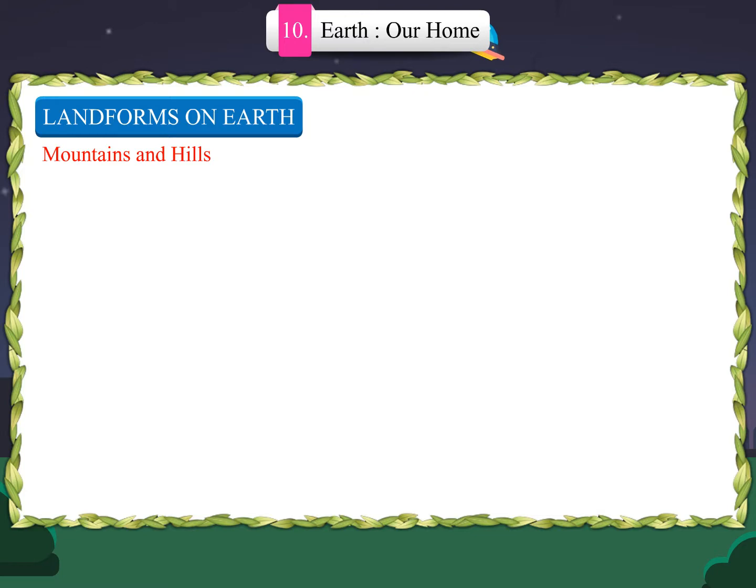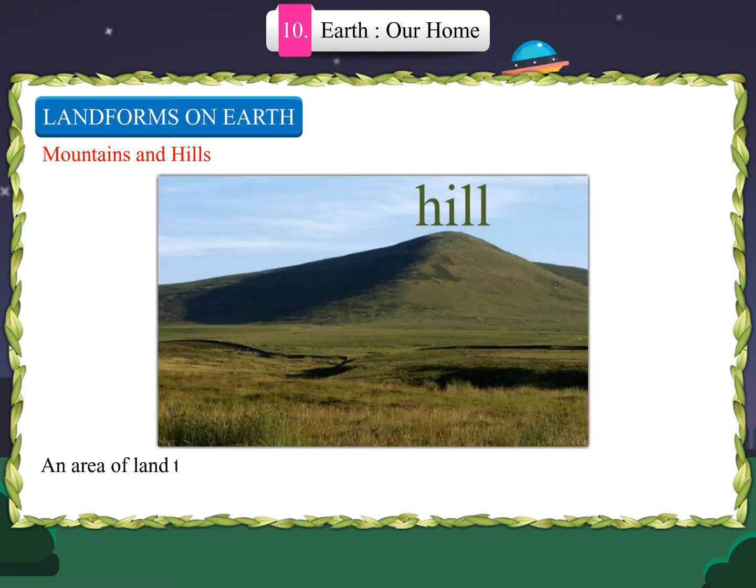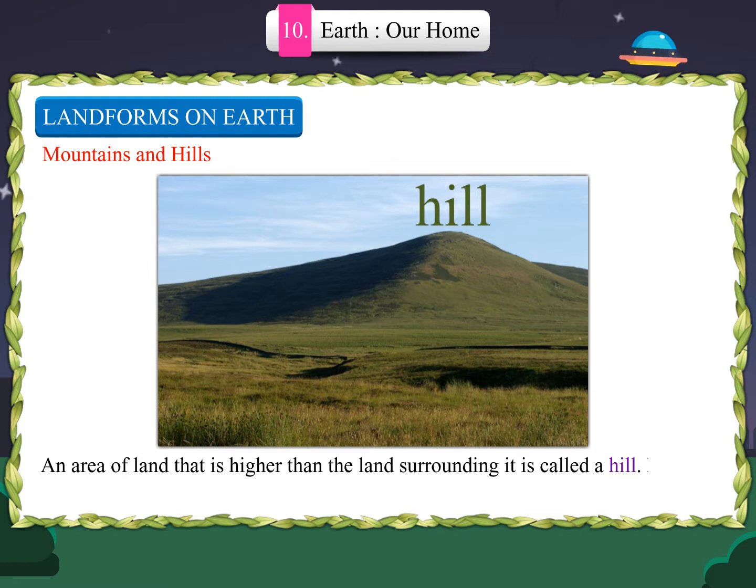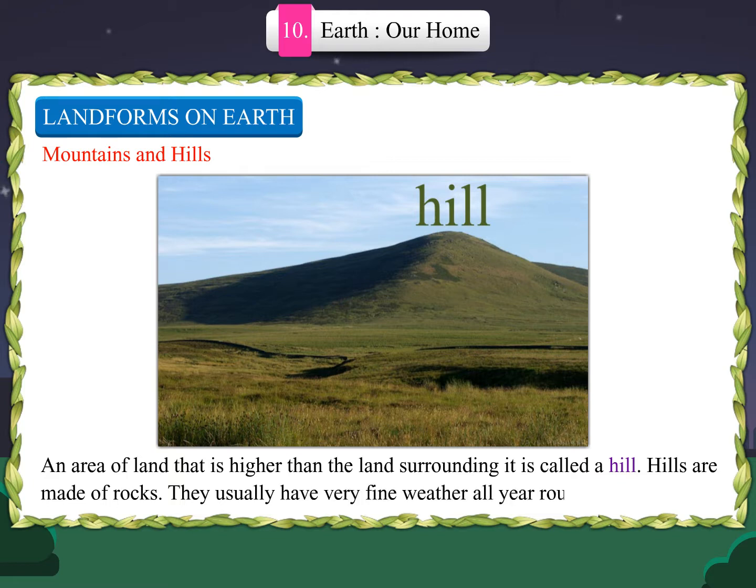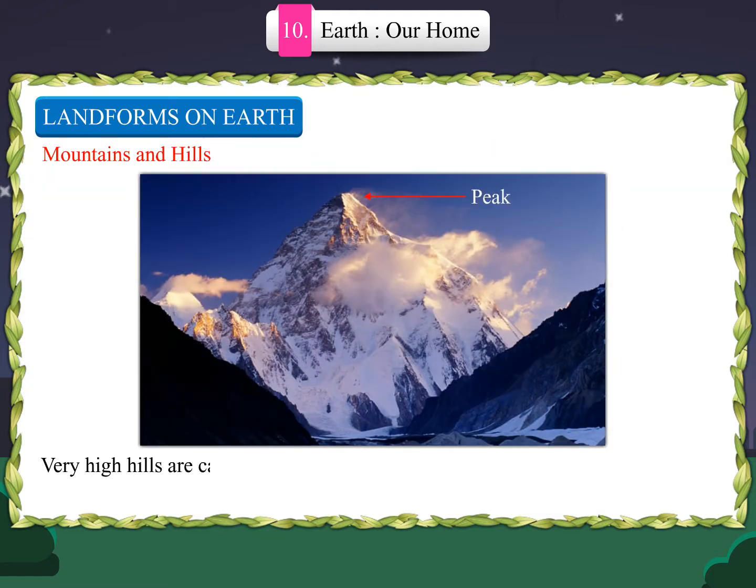Mountains and hills. An area of land that is higher than the land surrounding it is called a hill. Hills are made of rocks. They usually have very fine weather all year round. Very high hills are called mountains. It is usually very cold in the mountains.